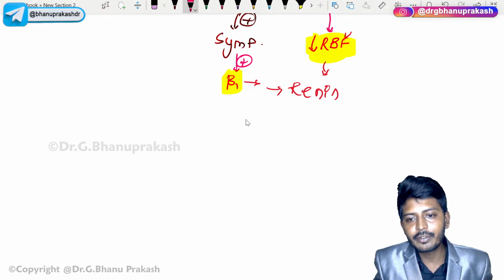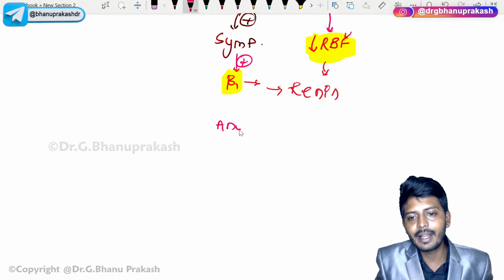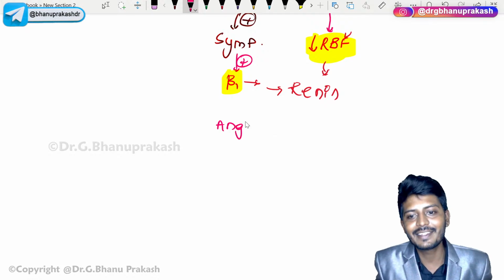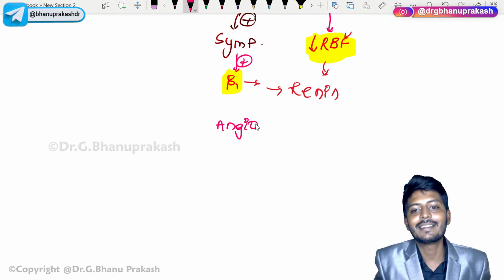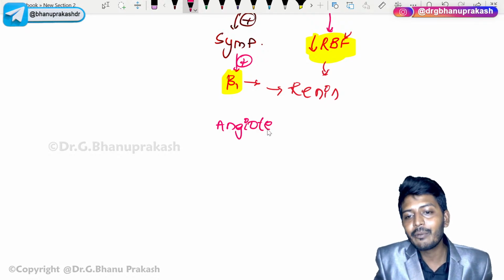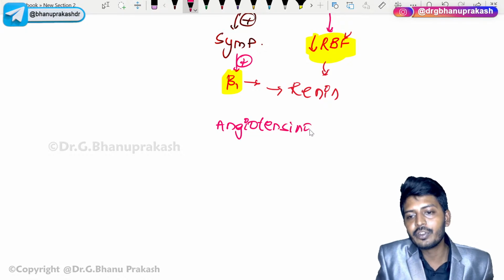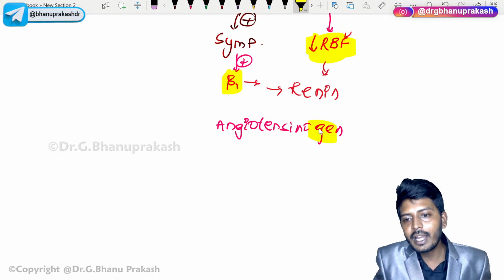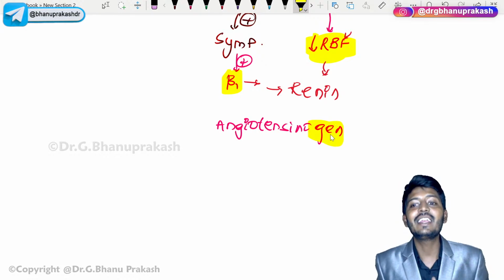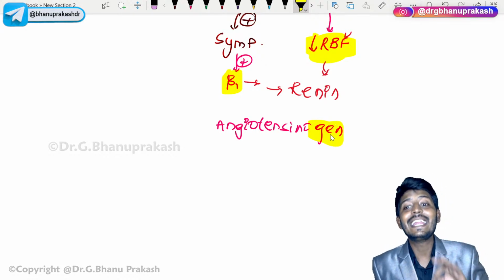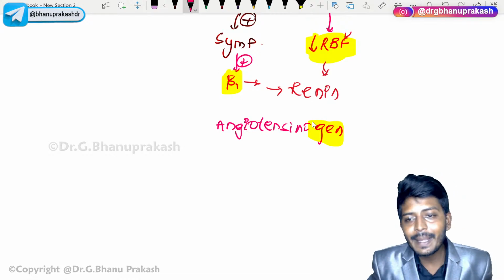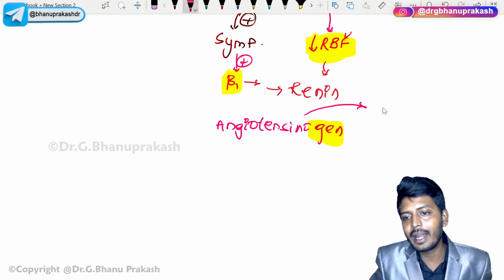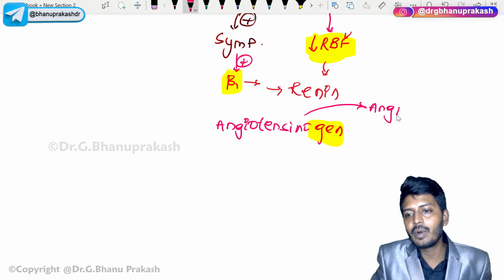It will activate, my dear students, your favorite system, the RAAS system. It will do this by converting angiotensinogen. For all of you studying MBBS first and second year, any word with "gen" at the end is most likely what? An inactive substance. This will be activated into something called angiotensin 1.